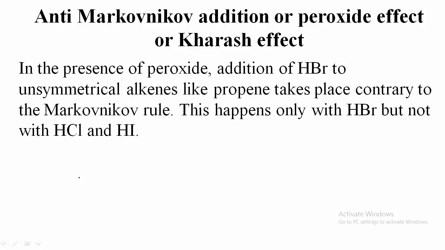So what happens in this effect? In the presence of peroxide, addition of hydrogen bromide to unsymmetrical alkenes like propene takes place contrary to the Markovnikov rule, and this happens only with HBr but not with HCl and HI. So here, when there is a presence of peroxide, the addition of HBr to unsymmetrical alkenes takes place contrary to the Markovnikov rule. Whatever happens in the Markovnikov rule, exactly the opposite reaction is observed in this case.